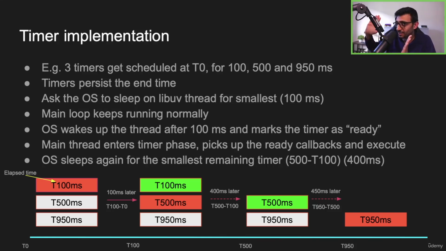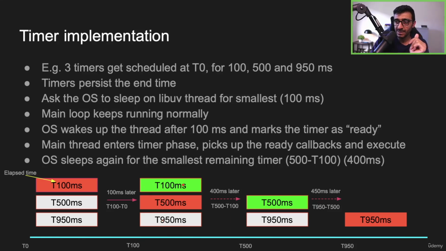You really have to remember that you preset the end time, right? How much time you sleep is basically the destination time, the final time, minus the current time. So we sleep for 100 milliseconds. That's all. Boom, sleep and move on. So 100 milliseconds later, the OS wakes up the thread, and the libuv thread wakes up and says, all right, I'm awake. Let me check all my timers.